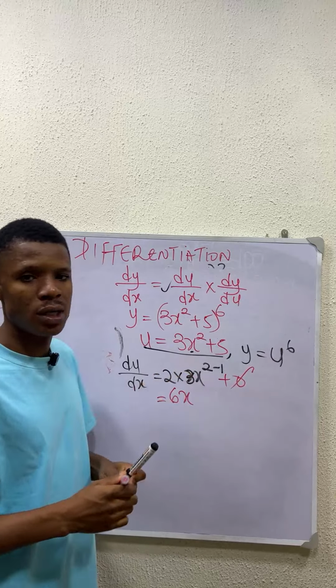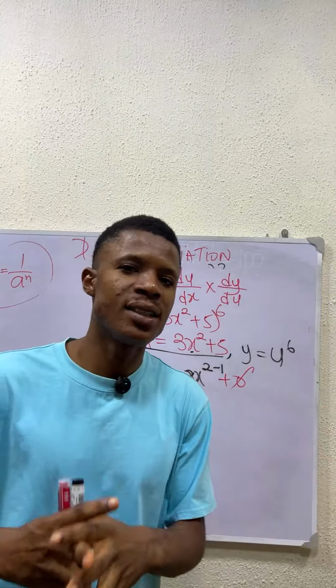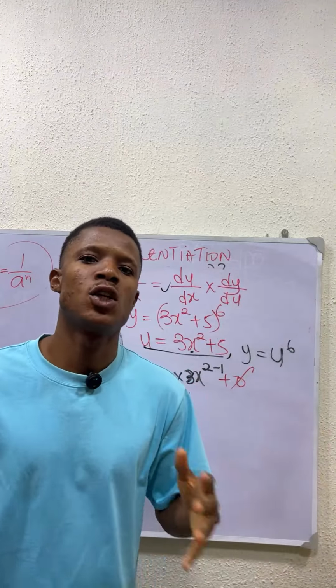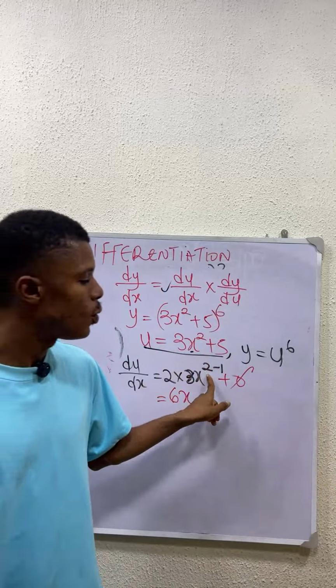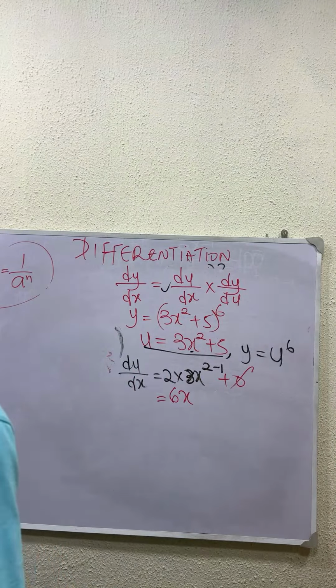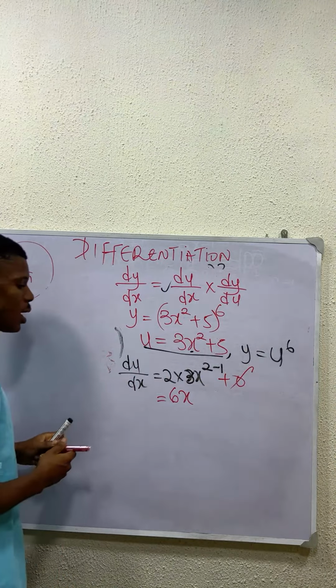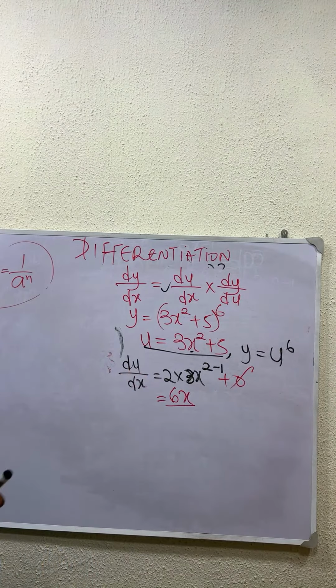Then 2 minus 1 is what? Let's make this room an interactive room. Let everybody contribute. What is 2 minus 1? 2 minus 1 is 1. Correct. So no need of putting in the 1. So differentiating u with respect to x is done.